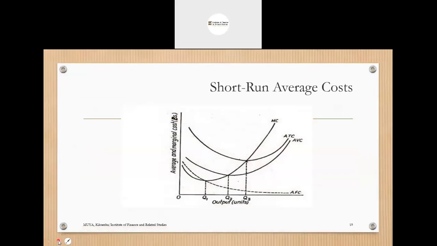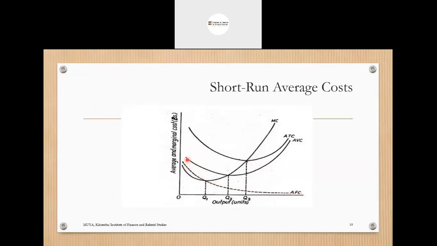When you plot those curves, because I'll ask you to plot them, you'll find that the average fixed cost curve decreases continuously without touching any of the axes. It's continuously declining, because remember, we said fixed costs do not change with level of output. And as output increases, the average fixed cost will go down over and over again.